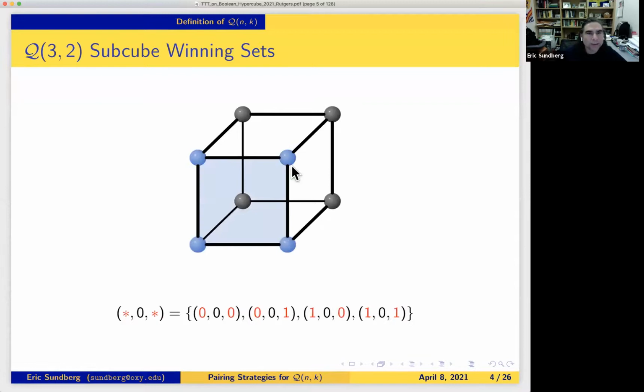The Z, we change the third coordinate, that would be 0, 0, 1. Right here is one of our two-dimensional subcubes, or one of our winning sets for the Q3-2 game. And notice that this two-dimensional subcube is precisely the set of 4 vertices whose second coordinate is 0. I put the little stars here. This is shorthand for that two-dimensional subcube. These little stars just represent that the first and the third coordinate can be whatever they want, and you end up getting the 2 times 2, the 4 different vertices of that subcube. And we're going to be using this notation in the idea of the proof.